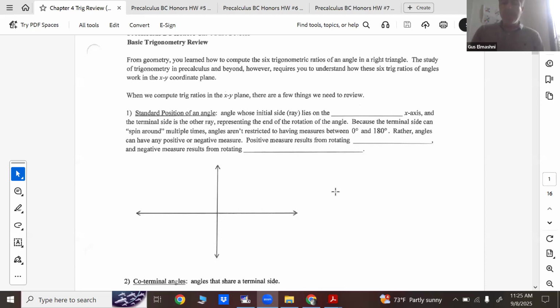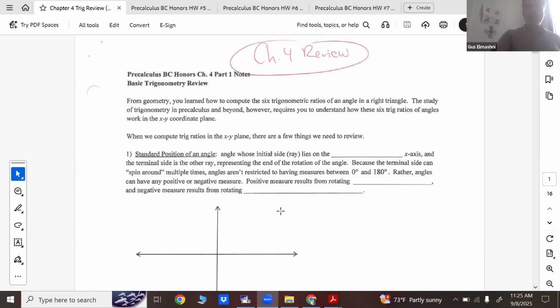Okay, so standard position. So let's go to the top. I know you guys are filling out the stuff. We'll come back to it later.